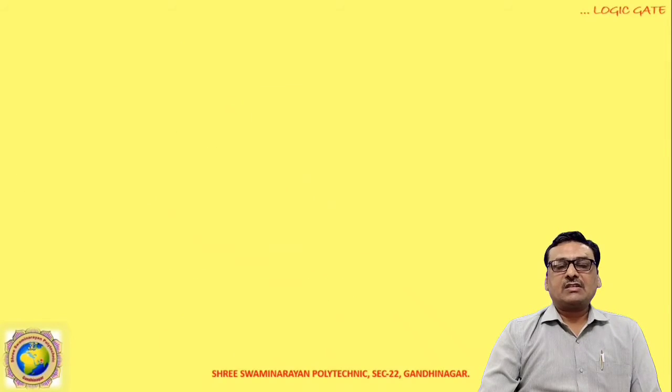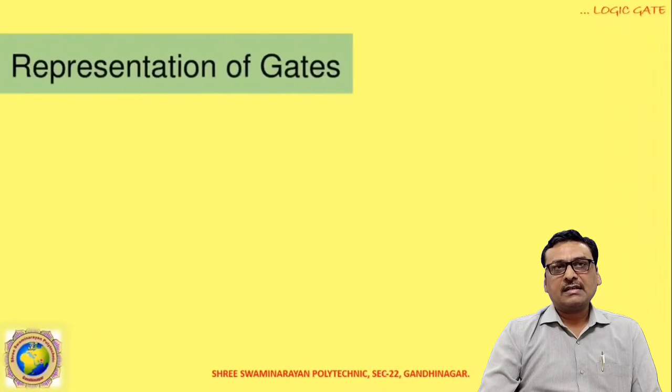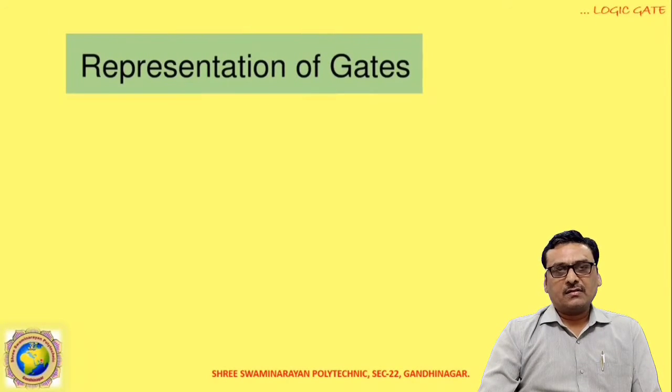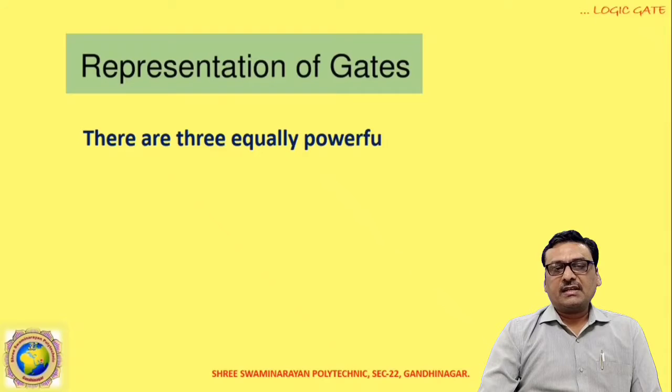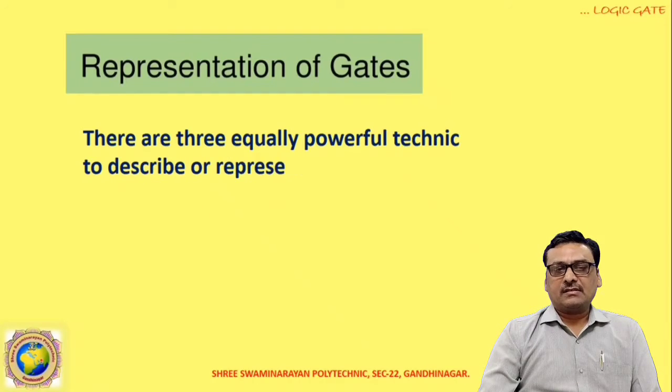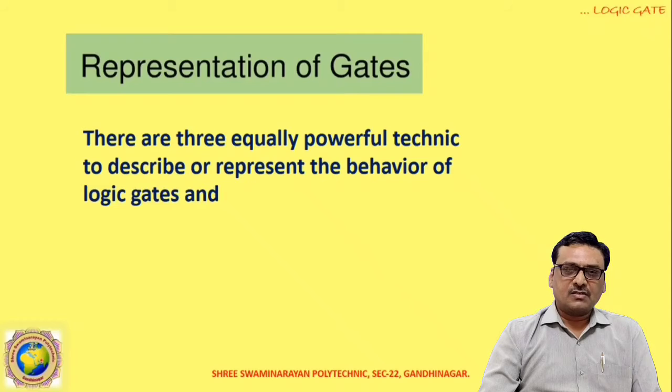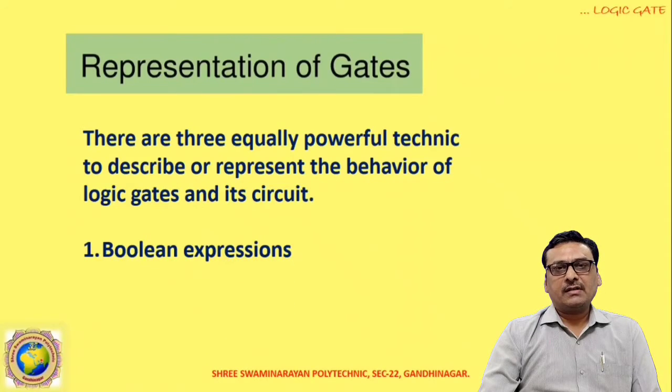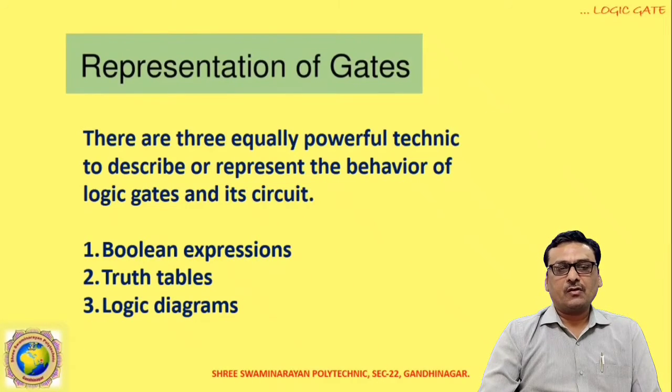Here is the representation of the gates, how we can represent the gates. It will be by rules which will be followed to define each and every gate. There are three equally powerful methods to describe the behavior of the logic gates and their circuits. The first one is the Boolean expression. First, find out the Boolean expression for the particular gate, then its truth table, and third is the logic diagram. So these three steps must be followed for any gate to be represented.